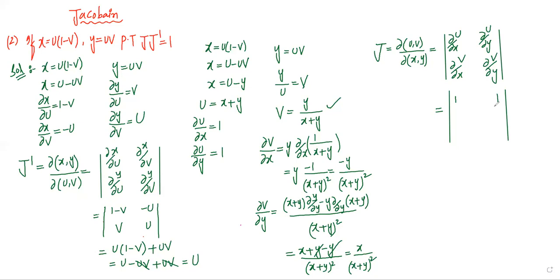This is 1. And here this answer is minus y by (x plus y) whole square, and this answer is x by (x plus y) whole square. Now, determinant, you know the formula how to find it: AD minus BC. x by (x plus y) whole square is AD. Minus into minus gives plus y by (x plus y) whole square.